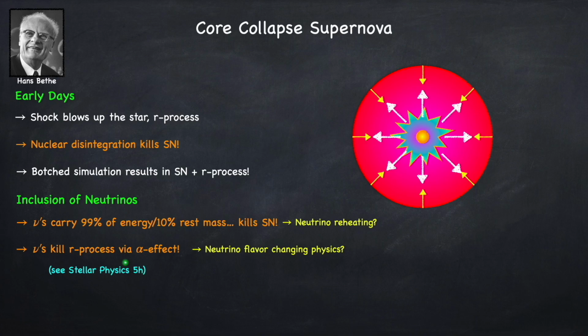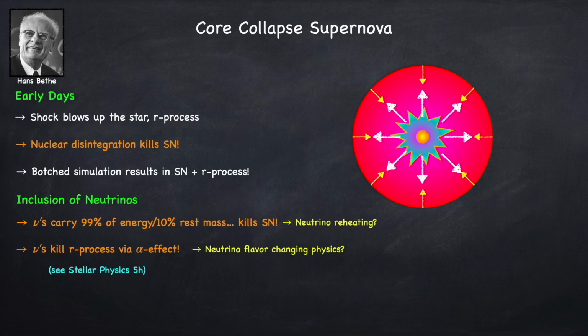That theory also has its set of problems, and I'll cover it in the next video when I go over neutron stars. I also actually covered it in Stellar Physics 5H. Okay, so that is basically the current state of physics regarding core collapse supernovae. We don't fully understand how they take place, but we know they do take place because we've observed them.